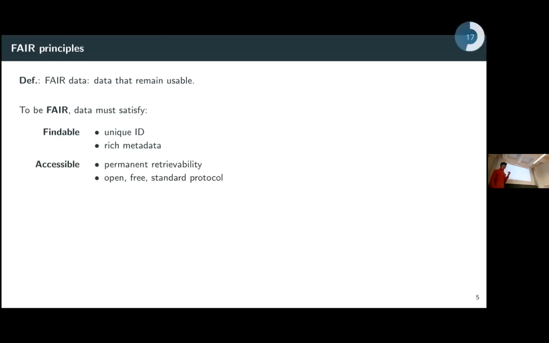Second, it should be accessible. The same in this picture of Googling for something, it doesn't help to find something, click on the link and find the 404 page not found message, right? It's obviously useless. So it should be permanently retrievable. It should always be available. You should be able to truly get to it, right? Of course, that's ideal. Nothing is eternal, but you should try for it.